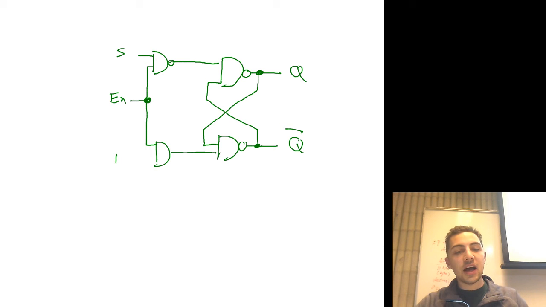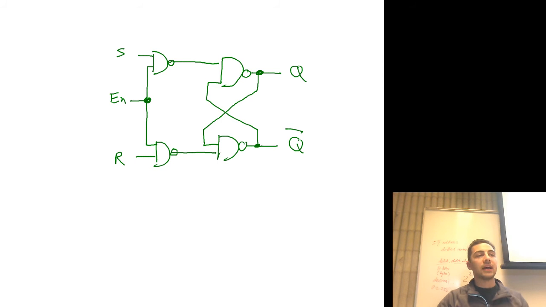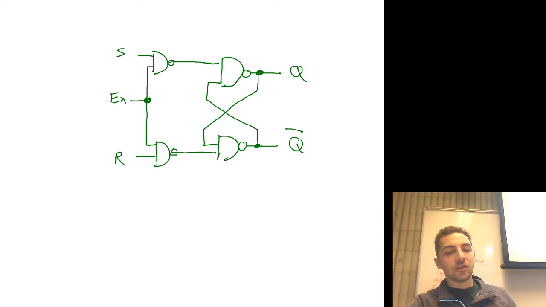I've still got an S and an R input. Those should all be NANDs, 4 NANDs. But what this allows me to do is make sure that I always keep my S and R inputs opposite of one another. So now I have three inputs, S, R, and enable.